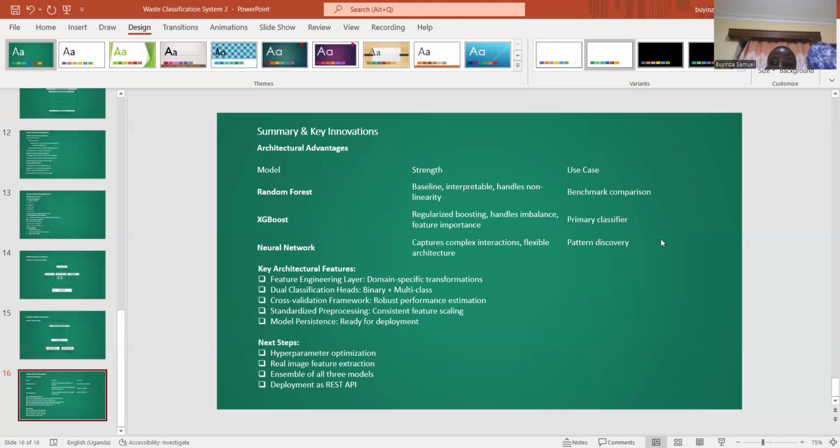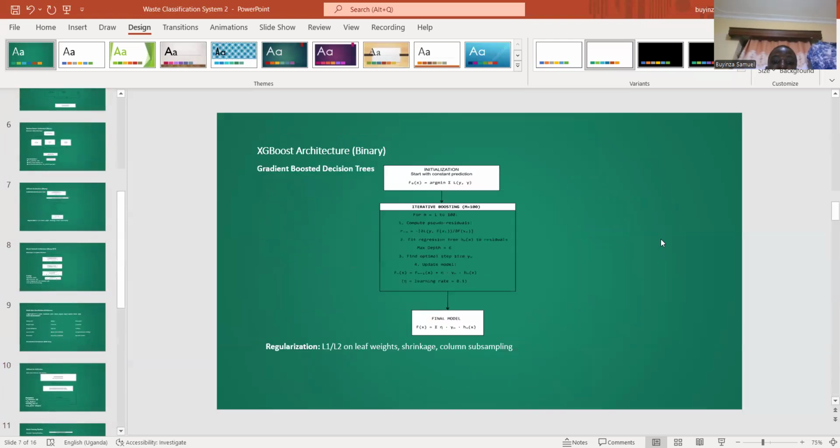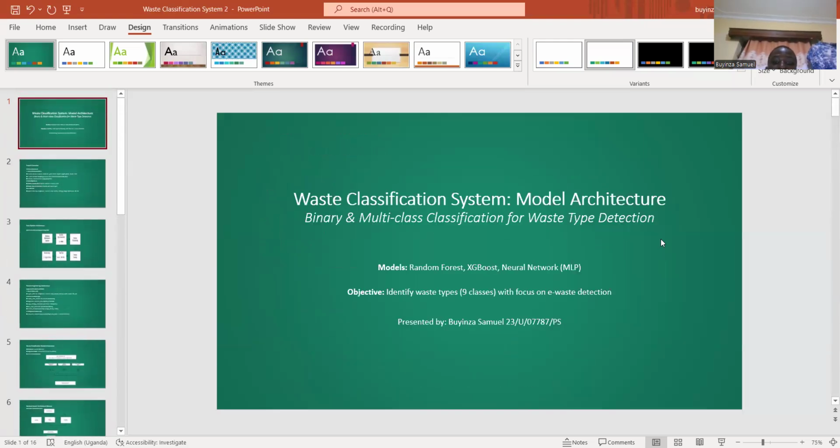So with this, I come to a conclusion of my presentation, that is for the models under the classification system, majorly looking at the model architecture involved in the e-waste detection.